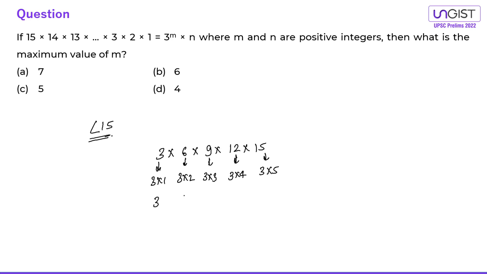So the powers of 3 are 1 times, 1 times, 2 times, 1 times, 1 times. Just add all of them. So 1 plus 1 is 2, 2 plus 2 is 4, 4 plus 1 is 5, 5 plus 1 is 6. So 3 raised to the power m, the value of m will be 6. So the maximum power of 3 which can divide factorial 15 is 6. The answer is 6. Now let's move to the next question.